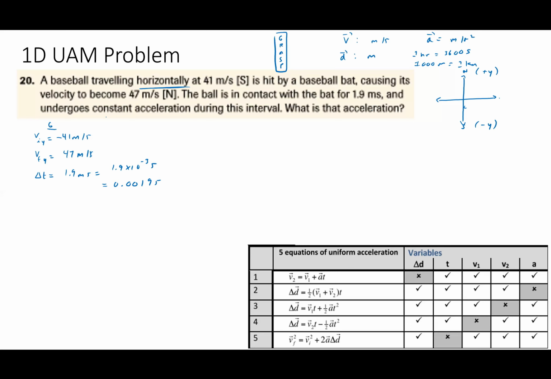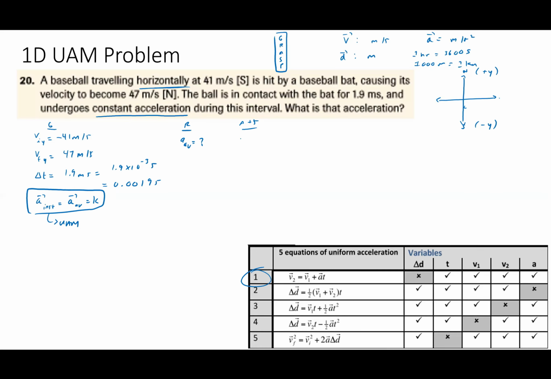It also tells us that it undergoes constant acceleration. So if acceleration is constant, the instantaneous acceleration is equal to the average. That means we can use uniformly accelerated motion equations, or the big five equations. What am I trying to find here? I'm trying to find the average acceleration. Because you're given initial and final velocity, we're going to use equation 1. You notice that by looking at your variables.